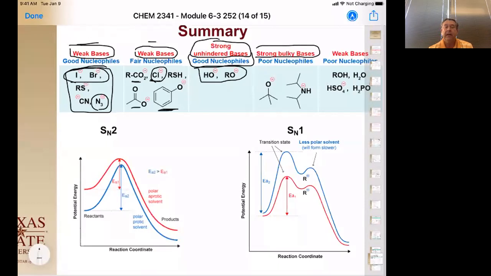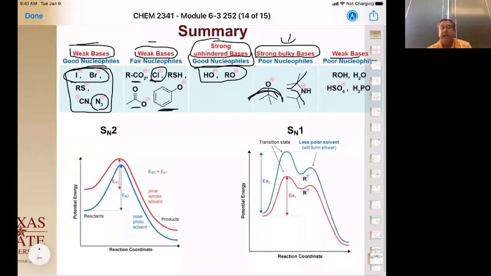So sterics tell us that these things cannot act as nucleophiles because there's just too much stuff around them. So they're poor nucleophiles, but very strong bases. And we're going to use these a lot in our next chapter, so make sure you identify those.